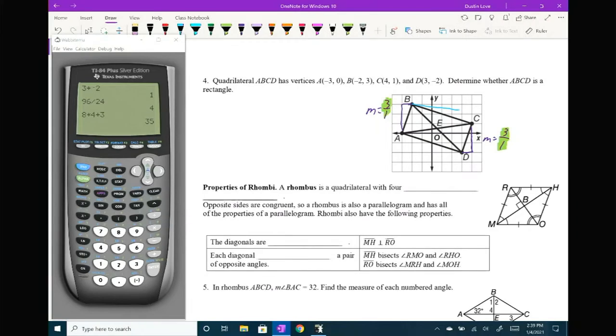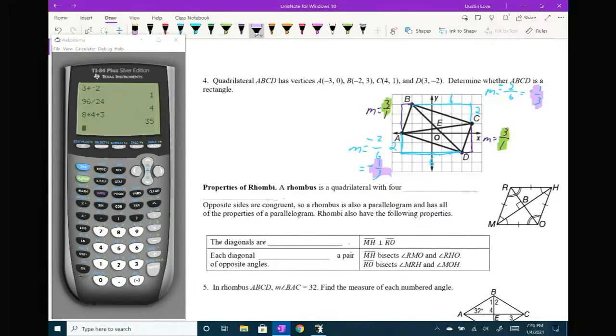Oops, I went the wrong way. Need my rise and my run. Here my rise is 2, my run is 1, 2, 3, 4, 5, 6. So my slope, it's falling, so it's negative 2 over 6, which reduces to negative 1/3. Let's do the same thing over here. Again, we've got a rise of 2, a run of 1, 2, 3, 4, 5, 6. So a slope of, again, negative 2 over 6, which for the same reason reduces to negative 1/3. So now I know that these two are congruent. So BC and AD are parallel.